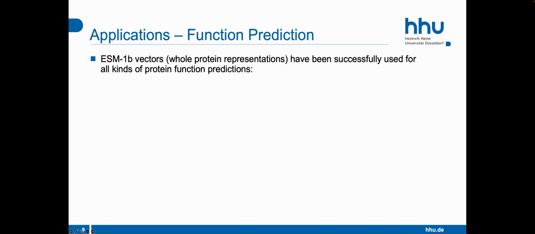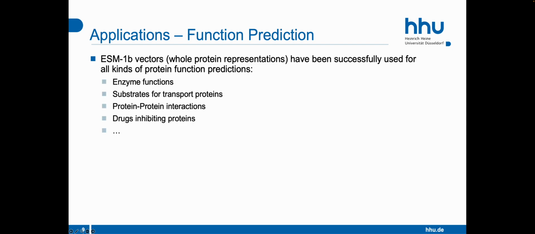Here we are considering the whole protein ESM-1b vector again, which is the element-wise mean of all amino acid representations. For example, these vectors have been used to predict the functions of enzymes. There are hundreds of different classes of enzymes that all catalyze different chemical reactions, and we can use the ESM-1b vectors to predict to which class an enzyme belongs. Or we can use these vectors to predict which substrates transport proteins can transport across a membrane. Or we can predict protein-protein interactions, or if a certain drug is inhibiting the function of a protein. This shows that the ESM-1b vectors indeed store a lot of useful information regarding protein function.